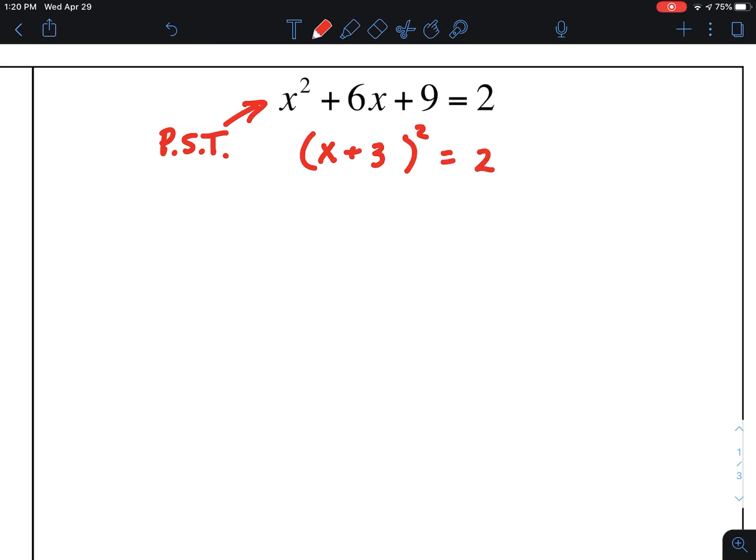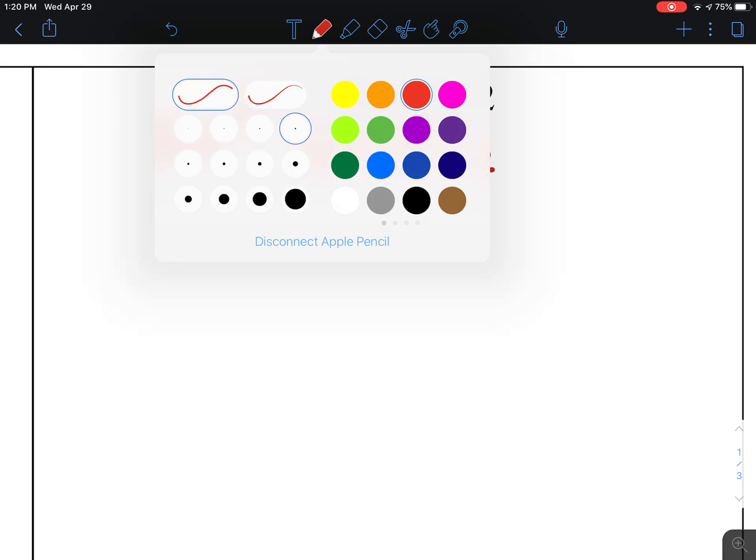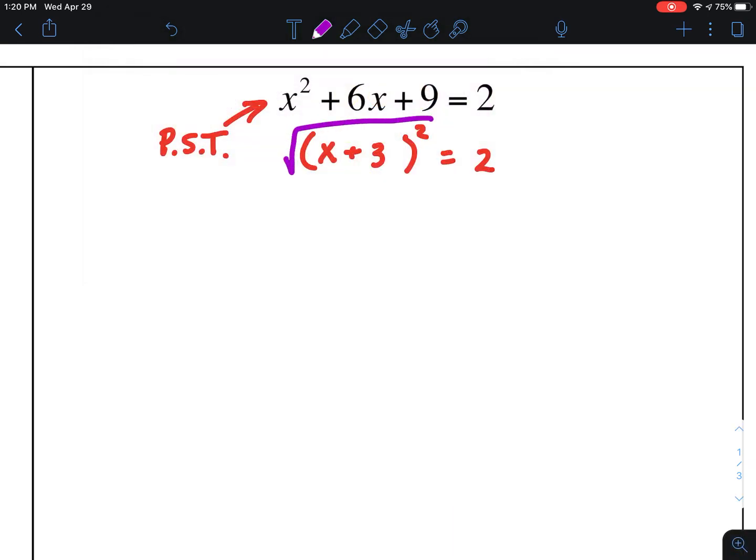So take a look at the result. We get the quantity x plus 3 squared equals 2. Now, we can use the principle of square roots and square root both sides. All right? When we square root x plus 3 squared, we get x plus 3. And when we square root the other side, we get plus or minus the square root of 2. Okay? So we have one last step to do.